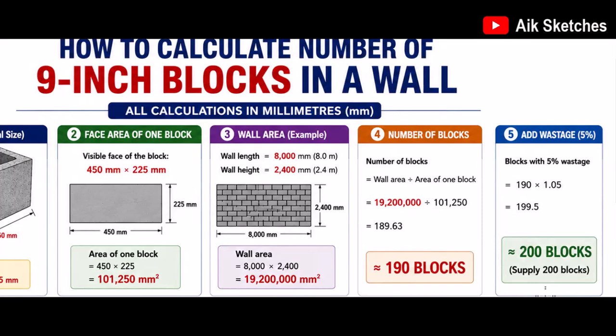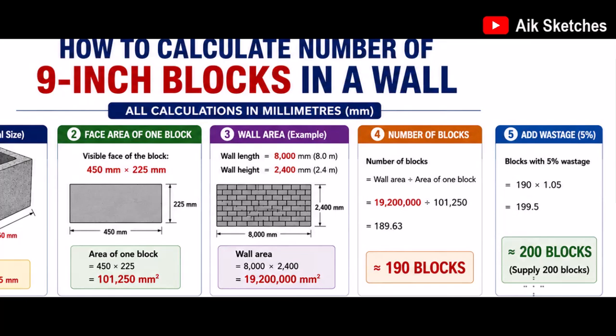From our calculation, the wall area is 19,200,000, while the area of one block is 101,250. So if you divide 19,200,000 by 101,250, you're going to get 189.63, which is equivalent to 190 blocks. Okay, so that is how you calculate the number of blocks in a wall.